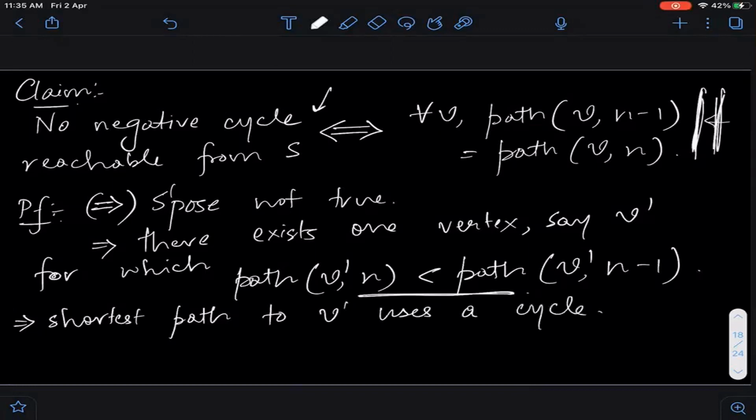a cycle, है ना? क्योंकि उस पाथ में n number of edges है, right? And it's strictly better than the path which is of length n minus 1, at most n minus 1. तो उसका मतलब है कि ये जो shortest path है from S to V prime, that uses a cycle. Yeah, we have proved this last time, all these arguments. तो अगर वो cycle है और ये चीज true है, ये less than equal है, तो वो cycle किस type का cycle है? What kind of a cycle is that?